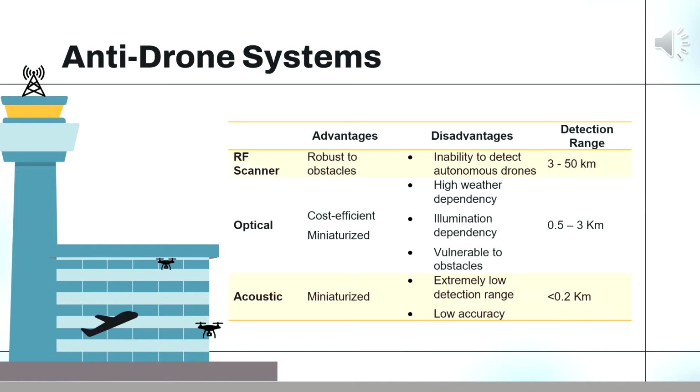In the acoustic approach, it also does not require line of sight. However, no training or dataset is required, unlike the RF scanner, and it is very cost efficient. While the disadvantages of it is that it's sensitive to ambient noises, it's extremely low range detection as well as low accuracy. While the vision-based approach is miniaturized, and the disadvantage of it is that it's vulnerable to obstacles.